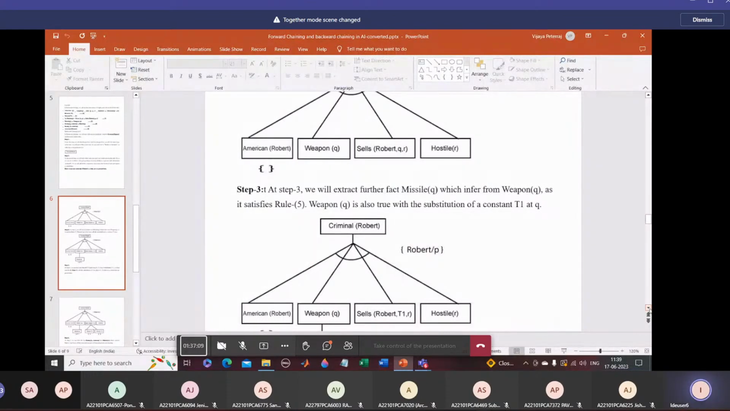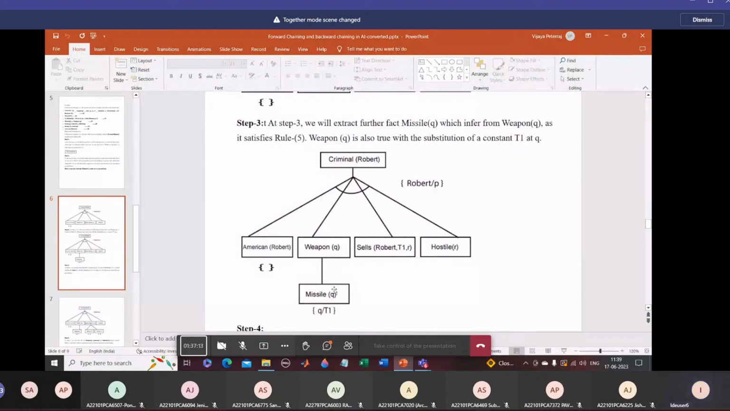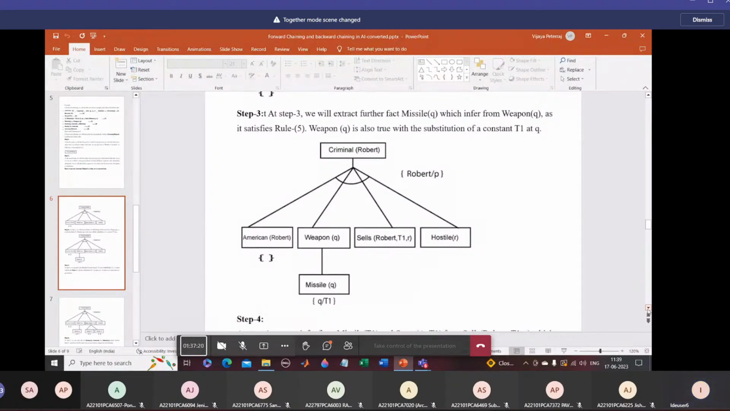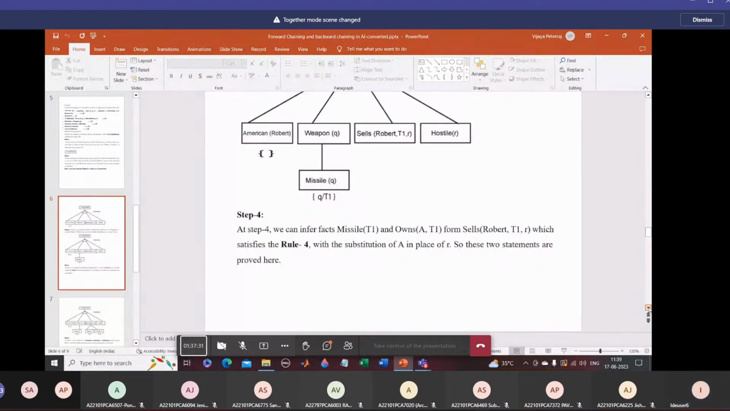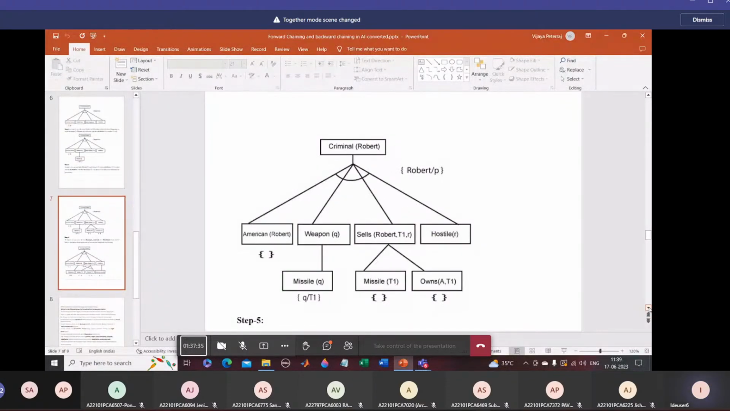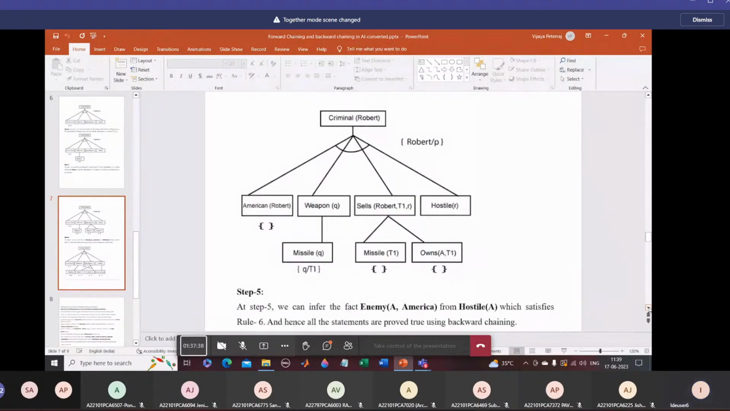Extract the first further fact, missile. So நம்ம missile, Q is a missile. அதுதான் the weapons. So in the hostile enemy R, A will be replaced with the R. So some rules are being satisfied. Okay, they are taken. T1 is a missile. Okay, the country A owns the T1. ஏன்னா ராபர்ட் யாருக்கு செல் பண்ணாங்களோ அப்போ they will be owning the missile. ஓகேவா? ஸோ இப்போ வெப்பன் எல்லாம் மிசிலா நம்ம கன்வெர்ட் பண்ணியிருப்போம், ஐ மீன் ரீப்ளேஸ் பண்ணியிருப்போம்.